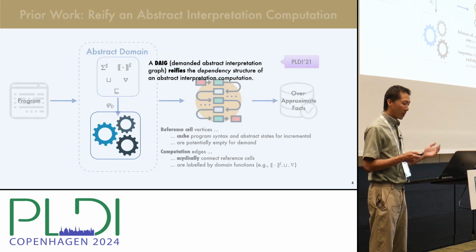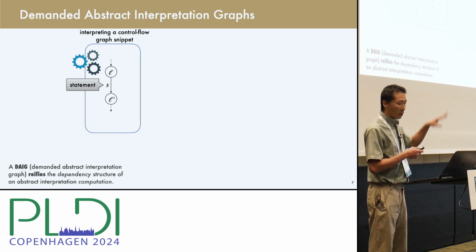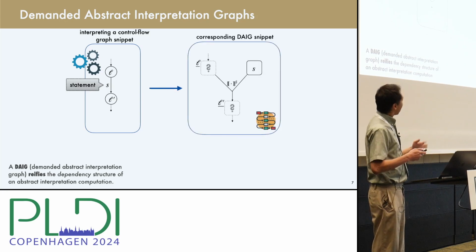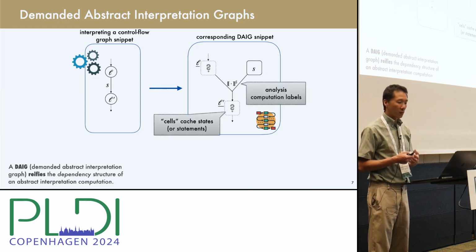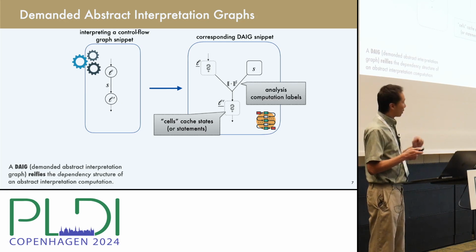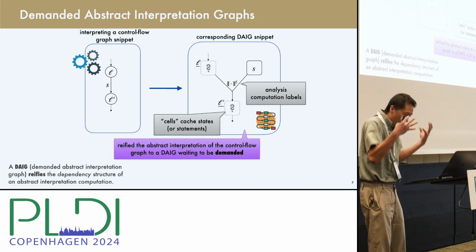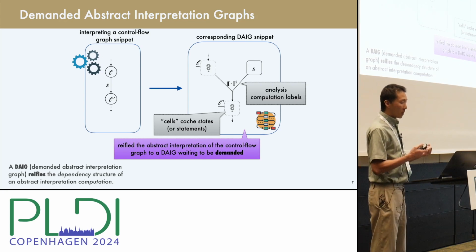So let me draw a little picture of that. Here, the gear represents the abstract interpreter crawling over a control flow graph with just a single statement S. The reification, the corresponding DAIG snippet, looks something like this. We have boxes to represent cells that cache states, and between those cells are analysis computation labels. This is that reification of the abstract interpretation, waiting to be demanded.